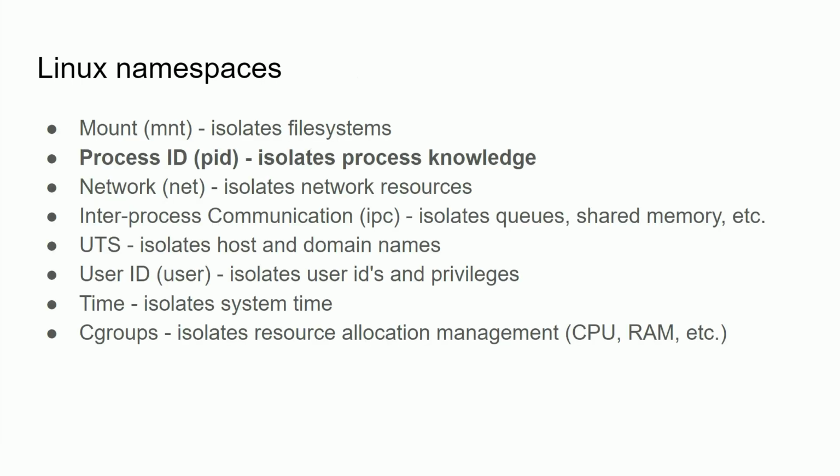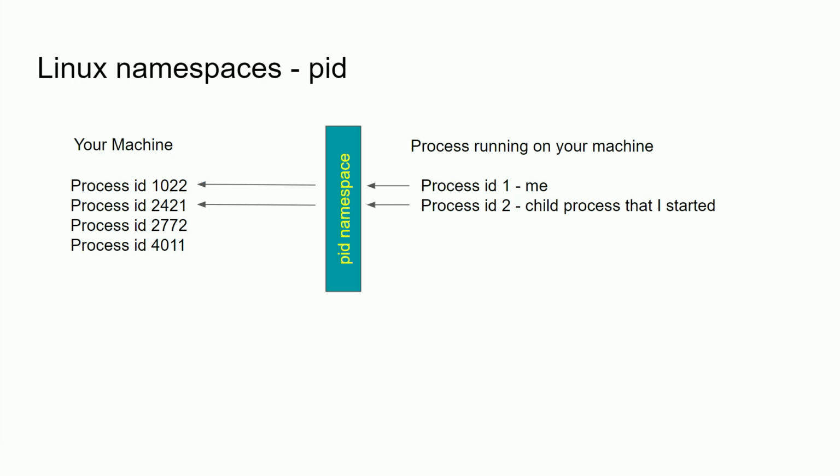Next is the PID namespace, which is used to isolate knowledge of other running processes. You're probably aware that you can list out all of the processes running on a Linux machine, and that each process has a number, which is its process ID. Well, let's say that you want to run a process in an isolated way so that it doesn't know about the other processes running on the machine. That's when you'd use a PID namespace.